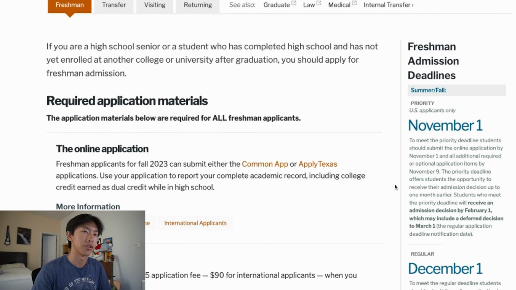Oh shoot, I need to talk about deadlines. I probably should have gone over this first, but essentially UT has 2 deadlines, a priority and a regular. And as you can see, the priority is on November 1st and the regular is on December 1st. I'm just gonna keep it nice and simple. Apply priority. Unless there's some special situation where you physically can't apply by November 1st, please apply priority.